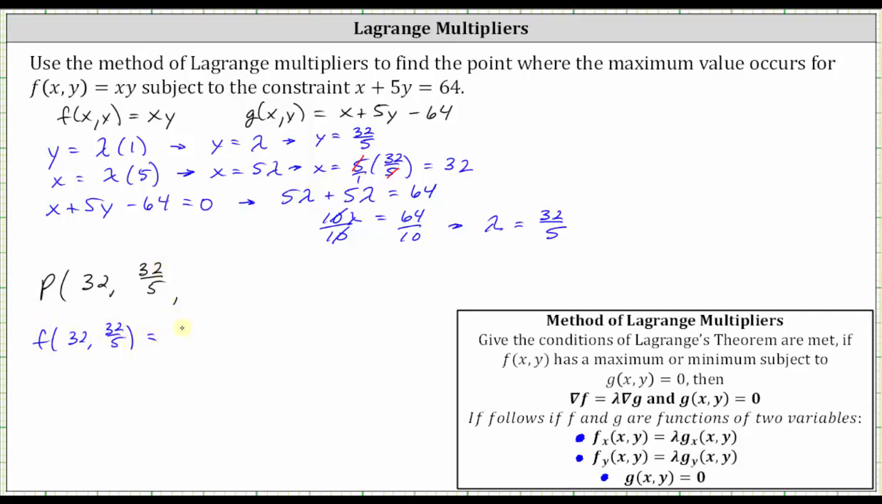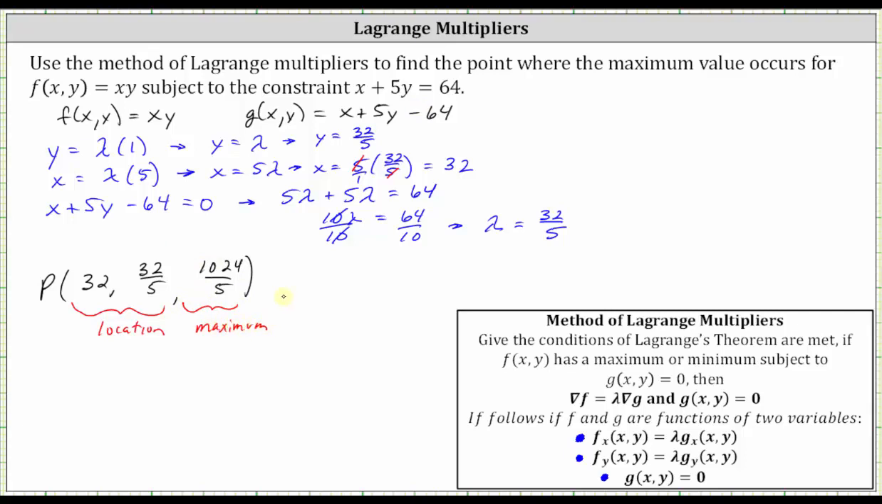Which is just x times y, or 32 times 32 fifths. 32 times 32 is 1024. The z coordinate, or the function value, is 1024 fifths, which is actually the maximum function value under the constraint. So this is the point we are looking for, where the location of the maximum is given by the ordered pair (x, y), and the actual maximum function value under the constraint is the z-coordinate or corresponding function value.